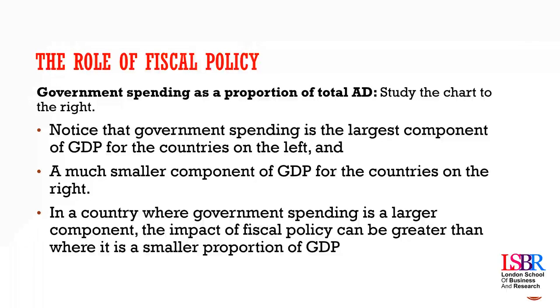So what does that mean? Well, if the government spending is bigger, then fiscal policy has a bigger control over the economy than overall GDP because the government is pushing for aggregate demand. Whereas if it's the opposite, if public consumption has a bigger role, then the public have more control. If people stop spending, then the economy might suffer.